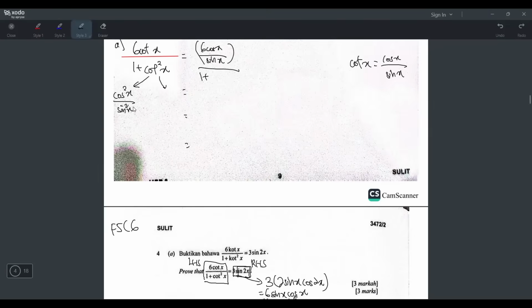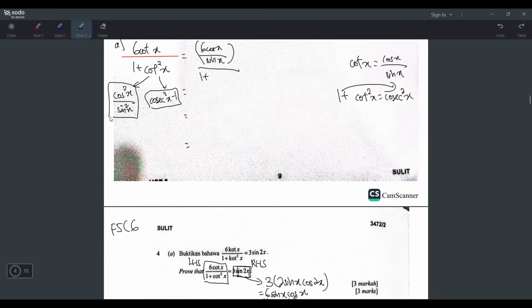Another option is use the basic identity formula. Alright, what's the basic identity formula? 1 plus cot square equals to cosec square. Yeah, this is one of the basic identity formula you learn, right? So cot square can actually change to cosec square. This one can move over and become cosec square minus 1. Minus 1, right? So you have two options here.